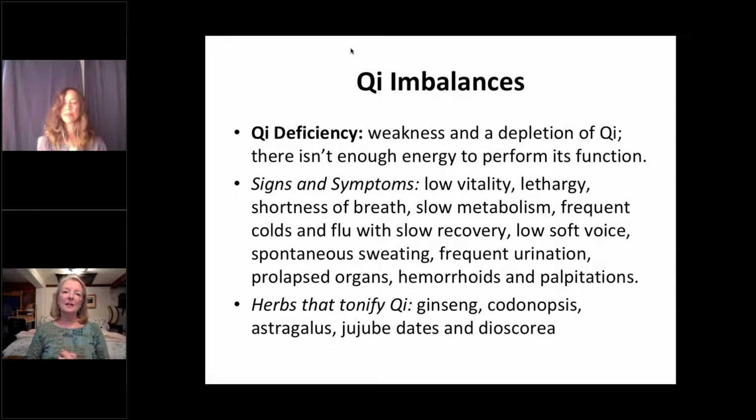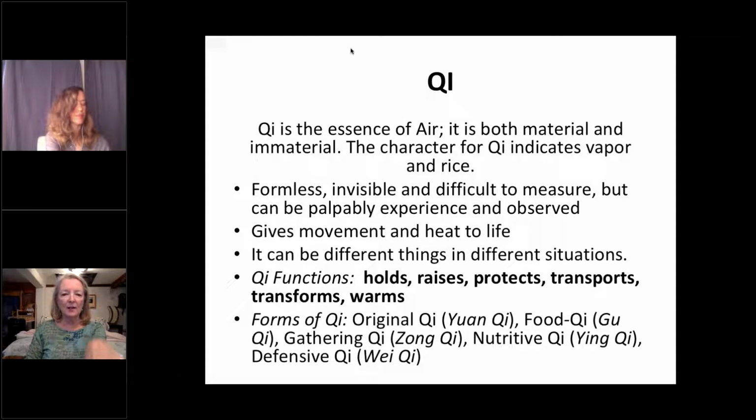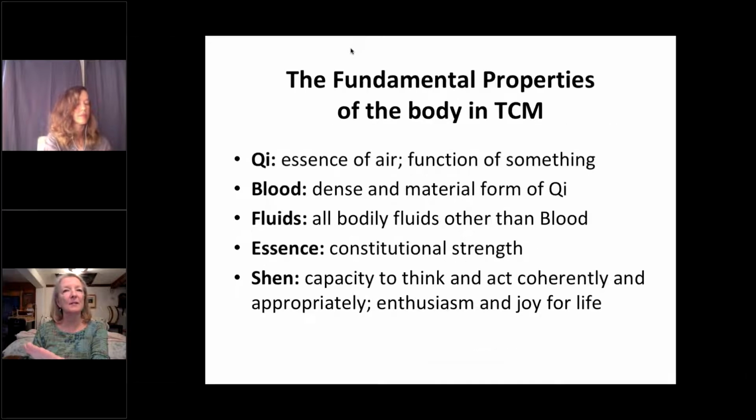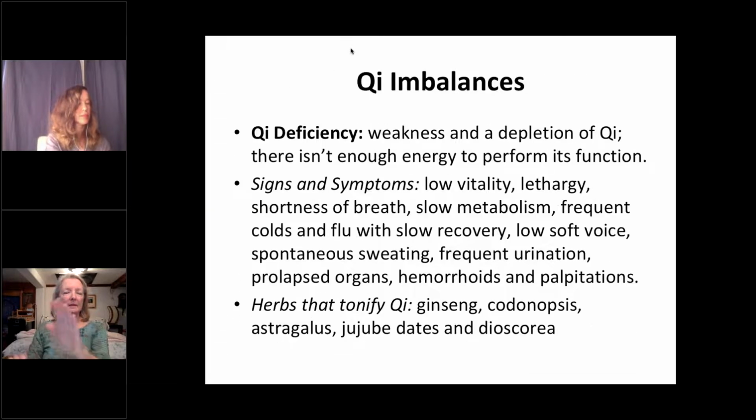Okay, qi imbalances are going to be based on what we see here: the holding function, the raising function, transforming, transporting, protecting, and warming functions. So qi deficiency means you're going to have a lack of qi function somewhere. It's a depletion of it, a weakness of it. There's not enough of it, so it can't perform its functions. It won't show up in all of these functions being depleted, but one of them or a couple of them.